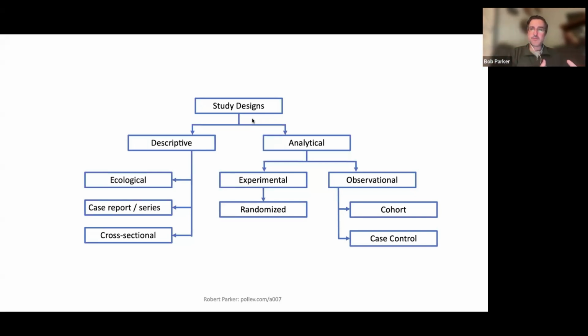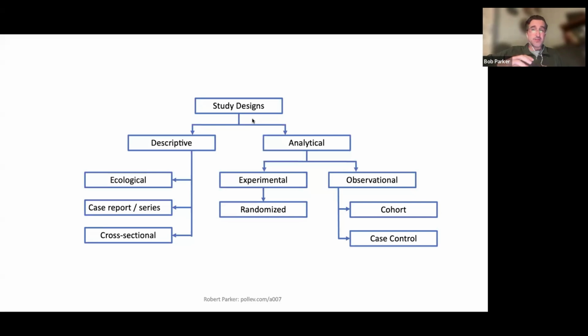And in the descriptive category, we have ecological. So that's kind of taking a population and maybe finding a correlation. There's a case report or a case series where we maybe describe the experience of one or a few or a series of patients. There's a cross-sectional study, which is a snapshot in time.